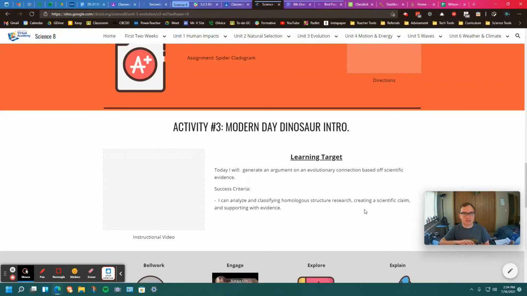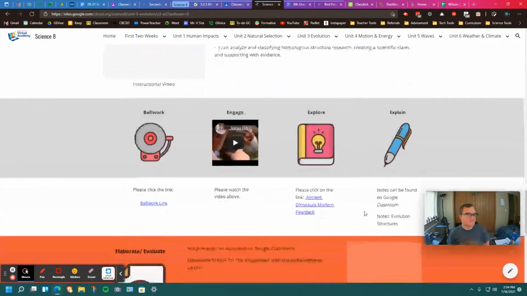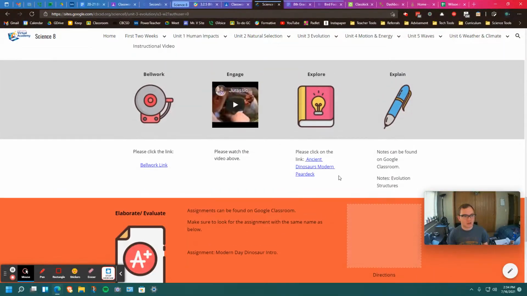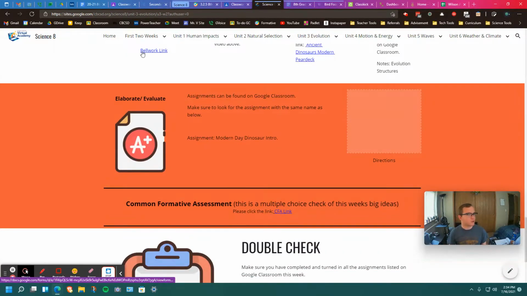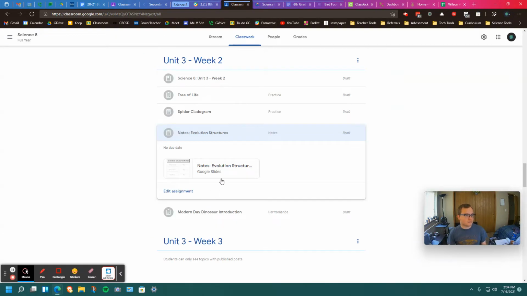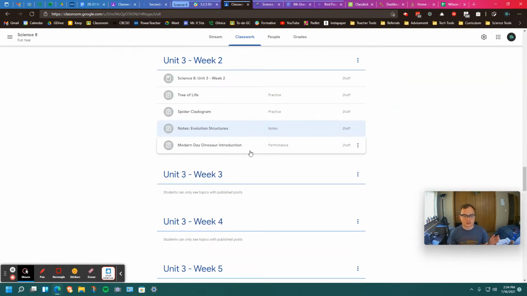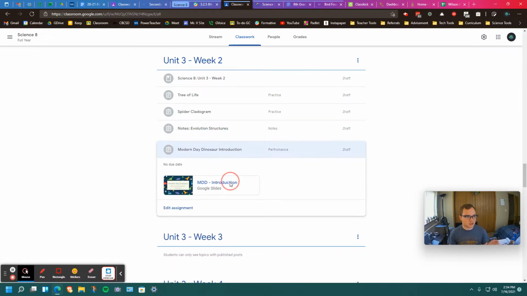Hello, 8th grade science. These are the directions for the modern day dinosaur introduction assignment. So make sure, again, that you've done the Pear Deck and the notes and your CFA at some point, your bell work. I know there's a lot going on, but this is our last thing of the week. So you're going to find this assignment on Google Classroom. These modern day dinosaur assignments are, I think, most always going to be on slides.